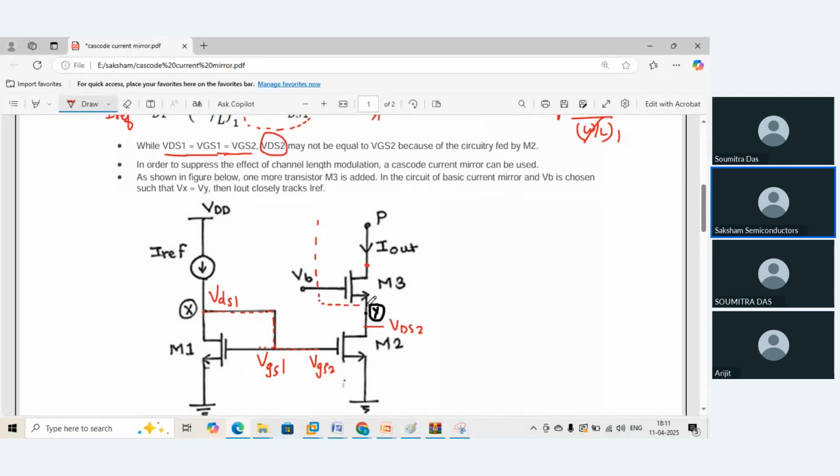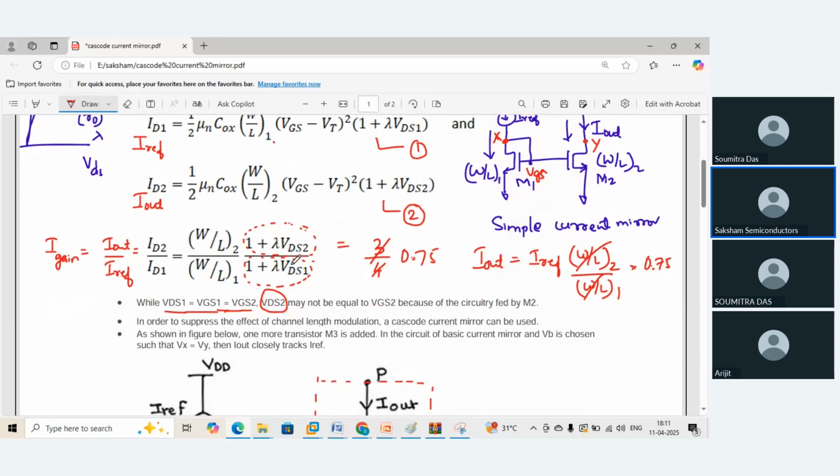Here I have taken a simple MOSFET. There could be a bigger block above this MOSFET. Right now I have taken a simple MOSFET. The simplest circuit is a single MOSFET. So here there could be any MOSFET. So that will decide my VDS2. Because for mirroring to happen, look here, for mirroring to happen, VDS2 and VDS1 also have to be same.